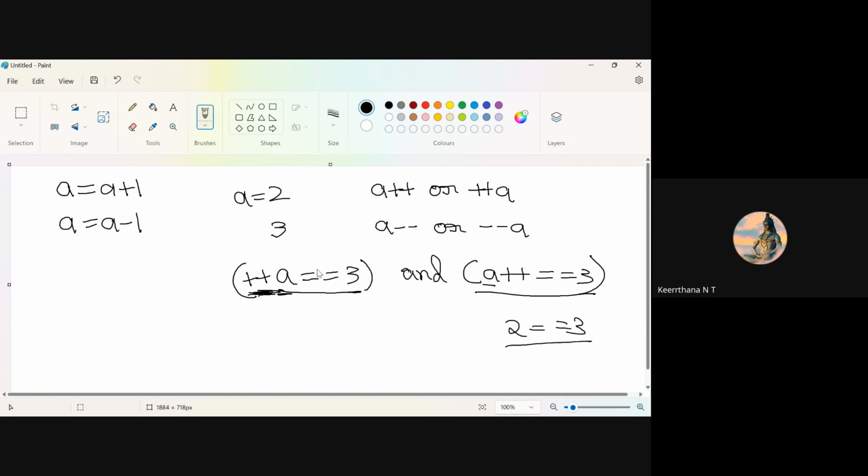Yes, sir. All right. If this is understood, let us talk about the logical operators. There are two logical operators. One is this AND, the other one is this OR. This is known as logical AND. This is known as logical OR.